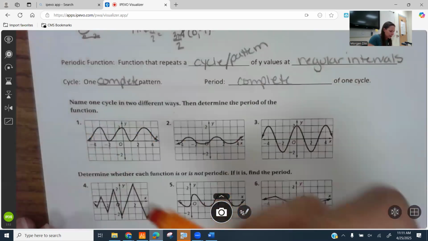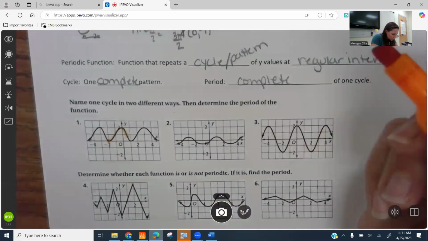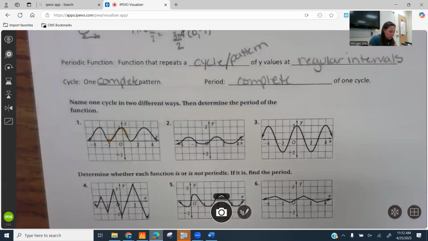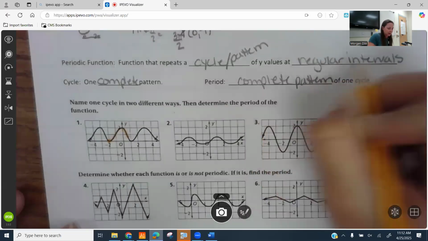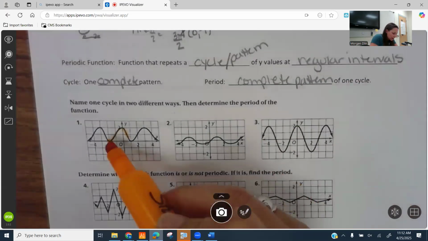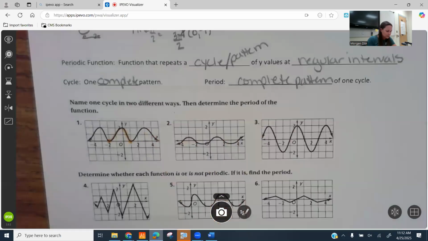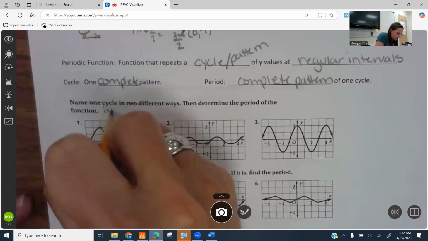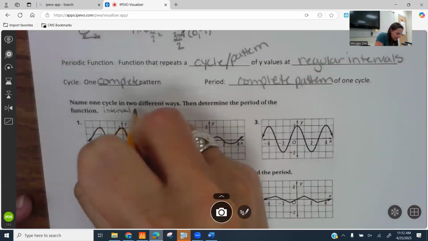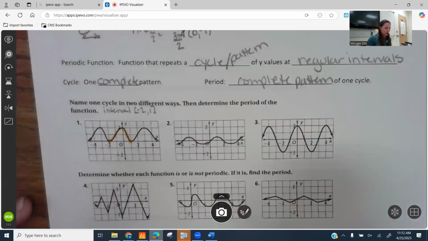Okay, so we can do it different ways. You may pick it right here from -2 to, all right, and it's basically one complete pattern of one cycle. Okay, so here it's down here and then it goes up. Do you notice it then starts to repeat? So one cycle runs from -2, so the interval, I'm going to write this, runs from -2 to 1.